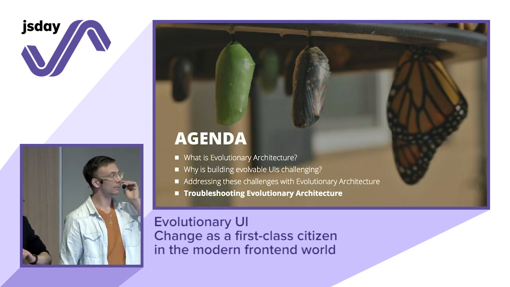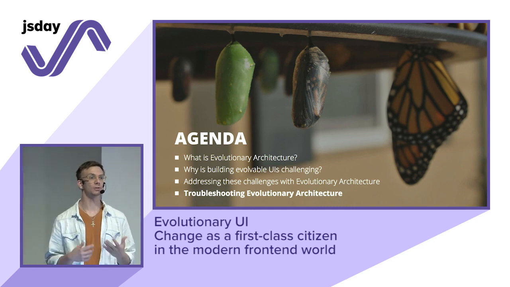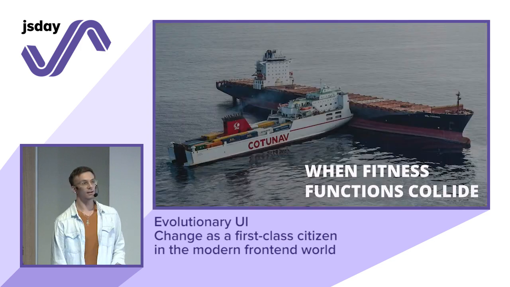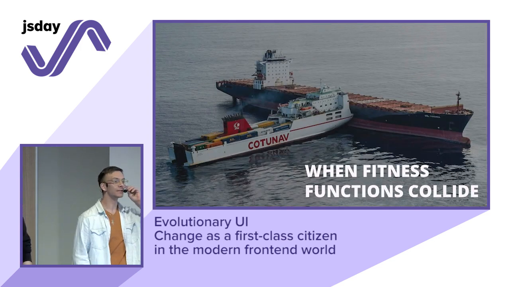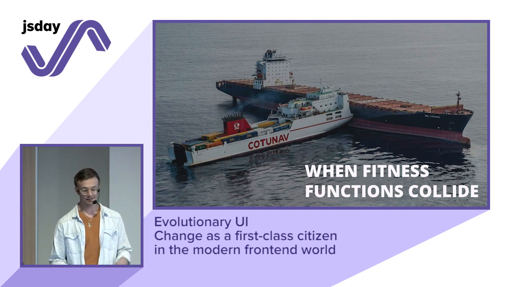Cool. So the last thing that we want to talk about here is what are some of the gotchas if you try to use evolutionary architecture, and specifically fitness functions. It's a good picture, right? So what happens if fitness functions collide? This happens. This is actually a super regular thing. Let me give you some examples.